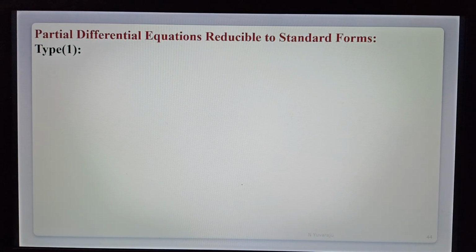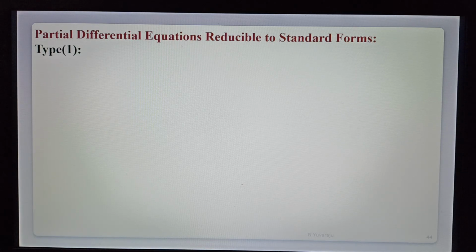Hi students, today the topic is partial differential equations reducible to standard forms. In the previous lecture we discussed some standard forms 1, 2, 3, 4, and found the direct solutions of the given standard forms. Now, if the given partial differential equation is not in standard form, first we reduce it to standard form, then find the solution of that equation.